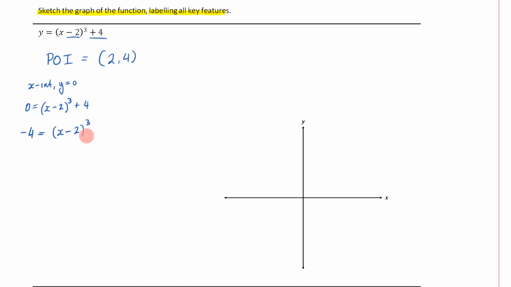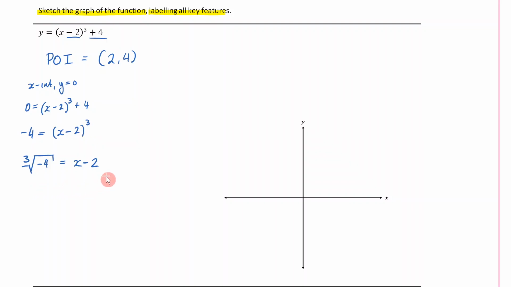Now, this is where people get a little freaked out because I can cube root -4. I can't square root -4. I can't square a negative, but I can cube root -4. Now, I don't know what the answer to that is going to be. It will be a decimal or something, but I know that I can do it. And that's the most important thing. You can cube root a negative. So that means I'm going to be left with x minus 2. So you can see what I've done there is I have gotten rid of the cube on this side.